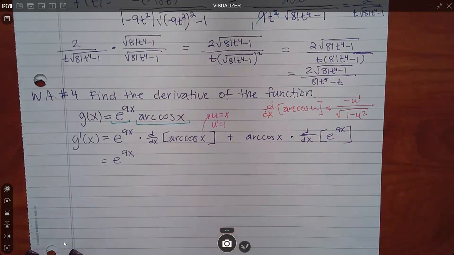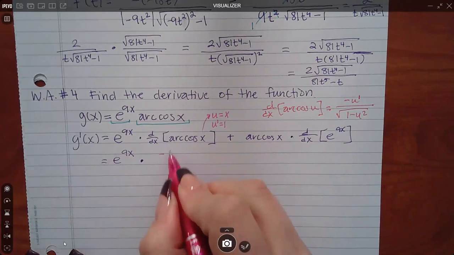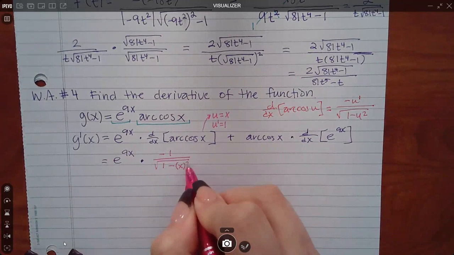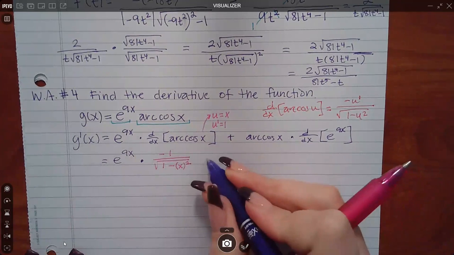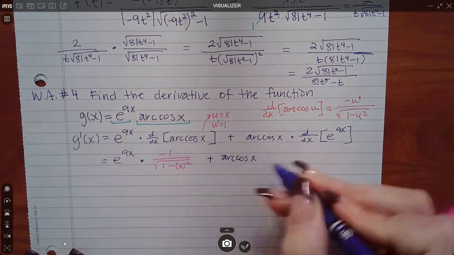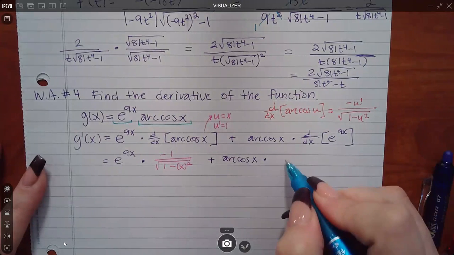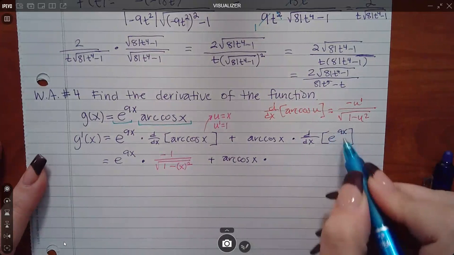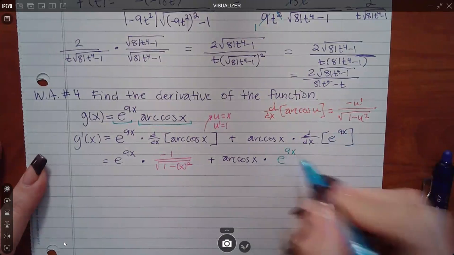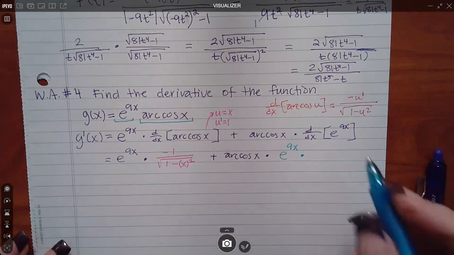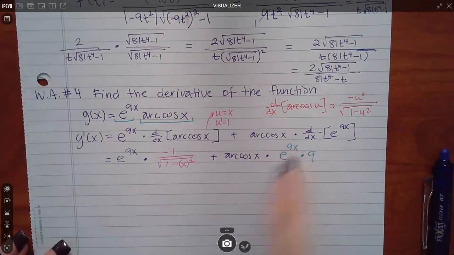So when I go to take this derivative, I'm going to apply that formula. So I'm going to get negative 1, because that's u prime, over the square root of 1 minus, and u is x, and it has to get squared. Now over here on the other side, what is the derivative of e to the 9x? It is 9e to the 9x. So when we're doing derivatives of exponentials, it's the same thing, right? But if that exponent is not x, you have to multiply by the derivative of it. So what's the derivative of 9x? 9, which is why he said it's just 9e to the 9x.